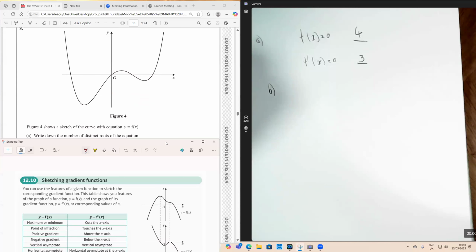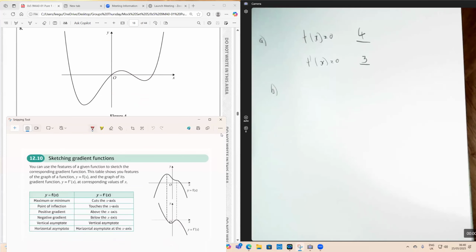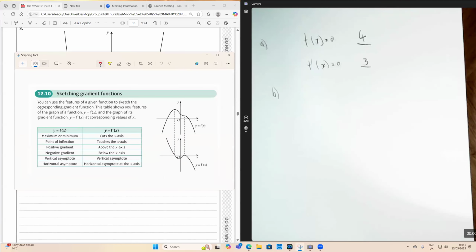So this is sketching a gradient function. This little table tells us all the criteria that we need to be aware of. Let's have a little look at this and think about what's going on here. It says you can use the features of a given function to sketch the corresponding gradient function. This table shows you the features of the graph of a function y is equal to f of x and the graph of its gradient function y equals f dashed of x at corresponding values of x.